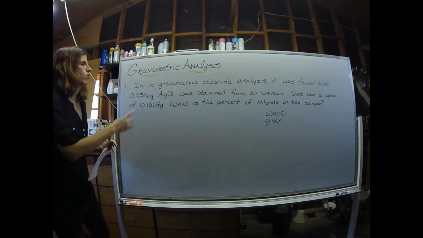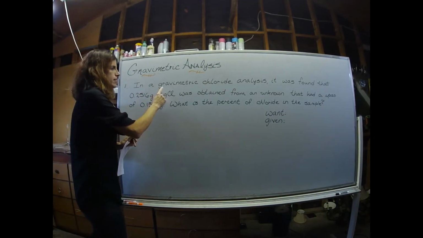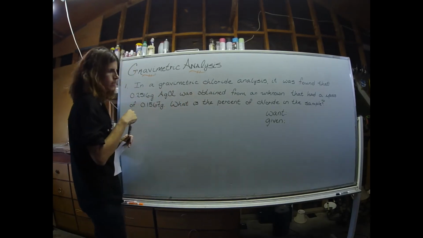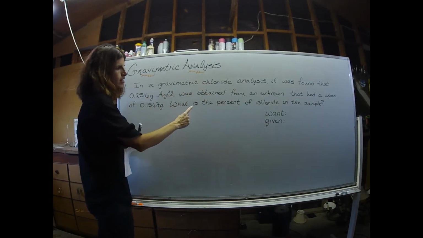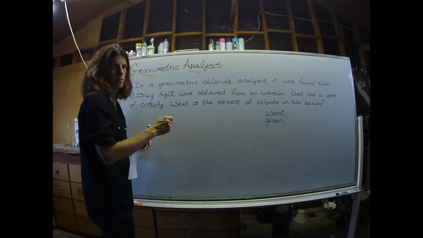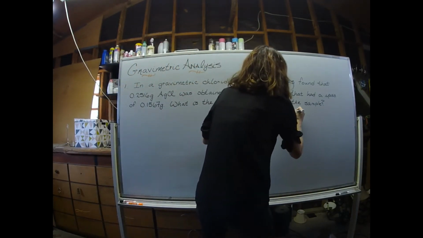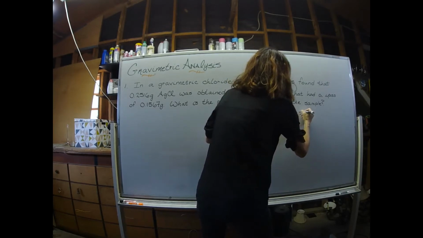So we're told in multiple places in this problem that we're interested in the amount of chloride in the sample. Up here in the first sentence, it straight out says it's a gravimetric chloride analysis. And then at the end, they ask us to calculate the percent of chloride in the sample. So we definitely want to figure out the mass of chloride.